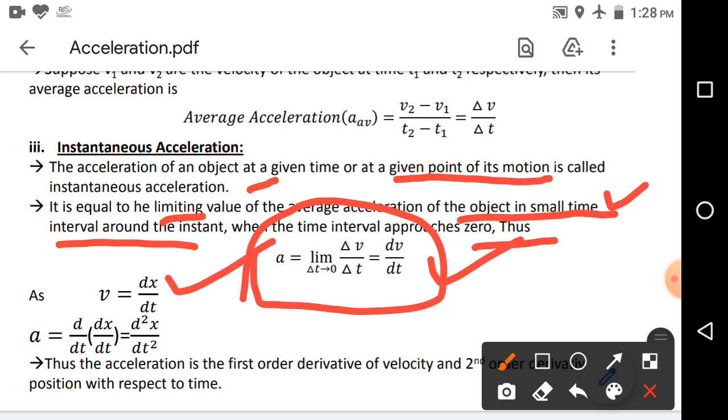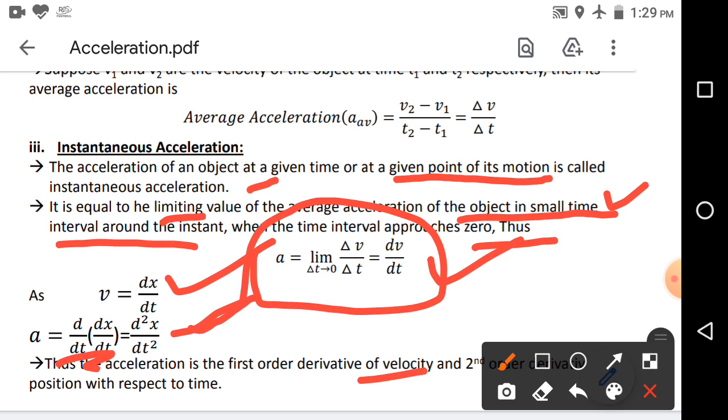But we know v equals dx by dt, so a equals d by dt of dx by dt, then we get a equals d square x by dt square. So the acceleration is the second order derivative of the position. The acceleration is the first order derivative of velocity but the second order derivative of position. Then instantaneous velocity is the first order derivative of displacement. Instantaneous speed is the first order derivative of distance.